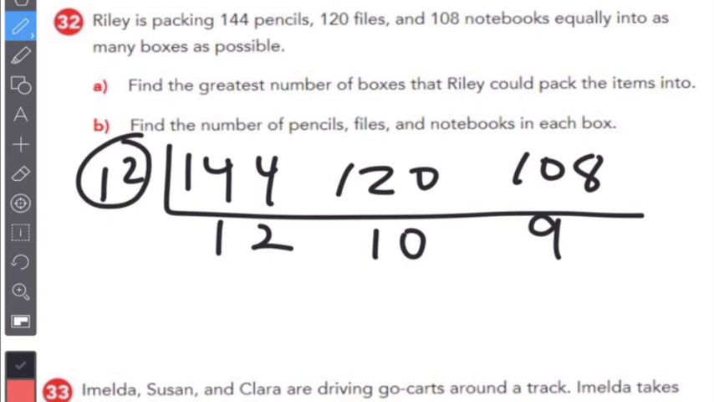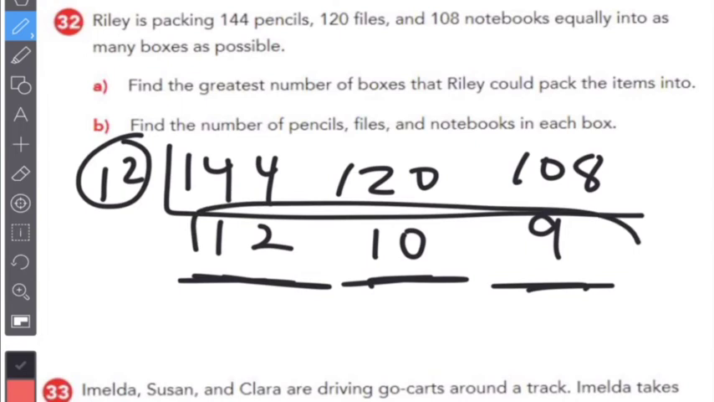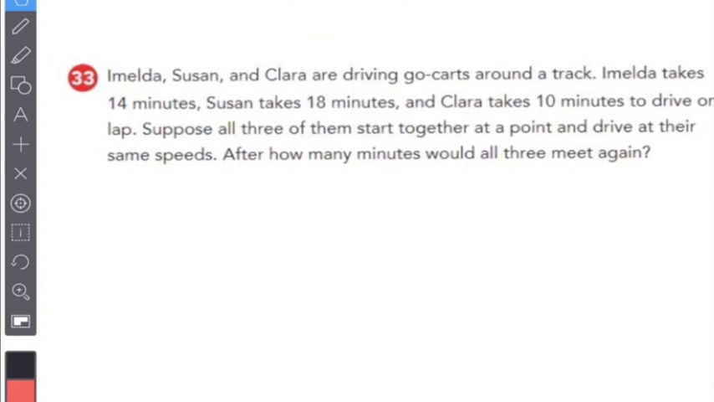So find the number of pencils and files in each box. It's going to be 12, 10, and 9. So whatever's left over here, that's what's going to be in every single box. So there's going to be 12 pencils, 10 files, and 9 notebooks. Okay? So when I saw greatest number, I knew right away it's going to be GCF.